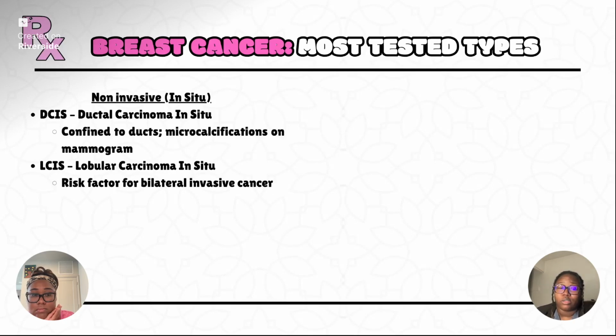So we have your ductal carcinoma in situ, and it's confined to the ducts. You'll see the microcalcifications on mammograms. And then we have the lobular carcinoma in situ, and that's the risk factor for bilateral. You'll have a risk factor for bilateral invasive cancer if you have lobular carcinoma in situ because it's in the lobe.